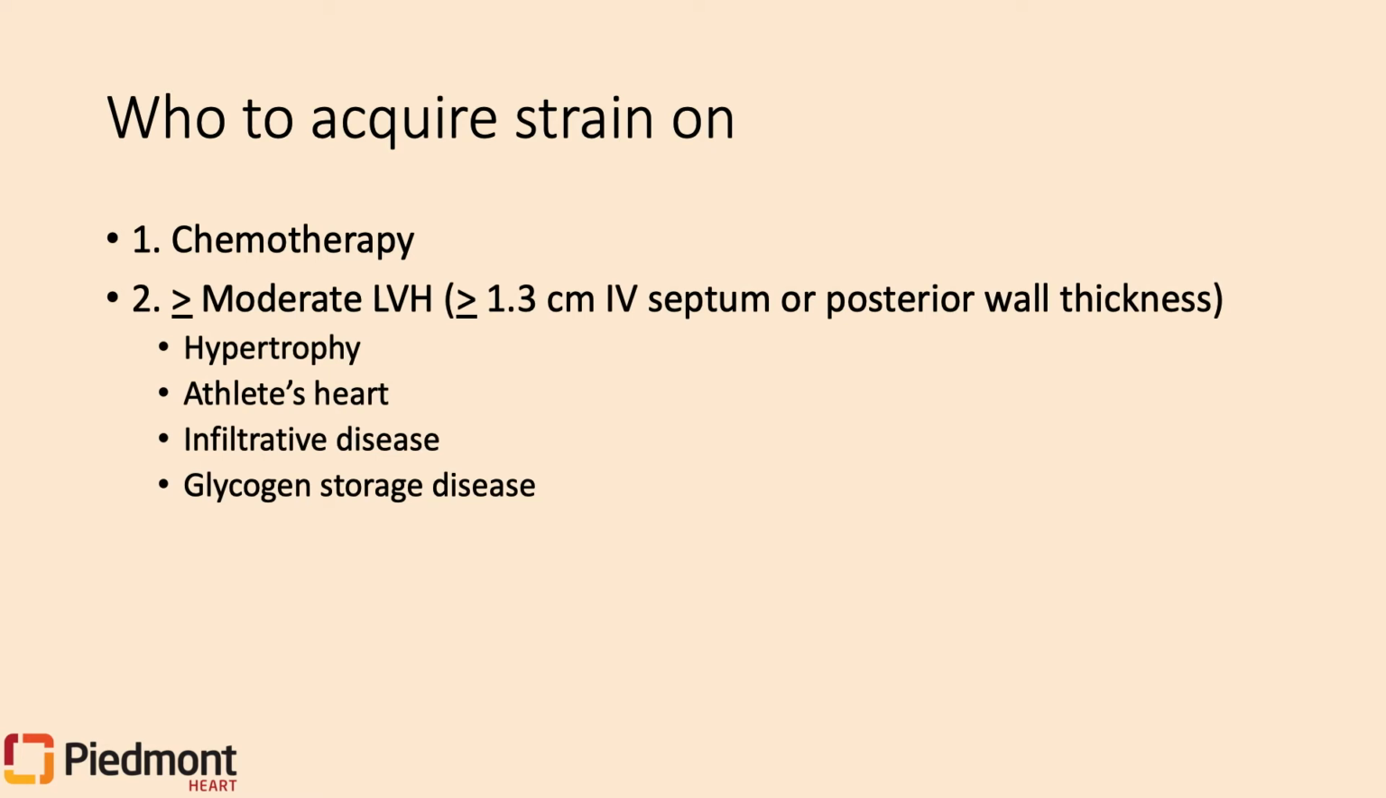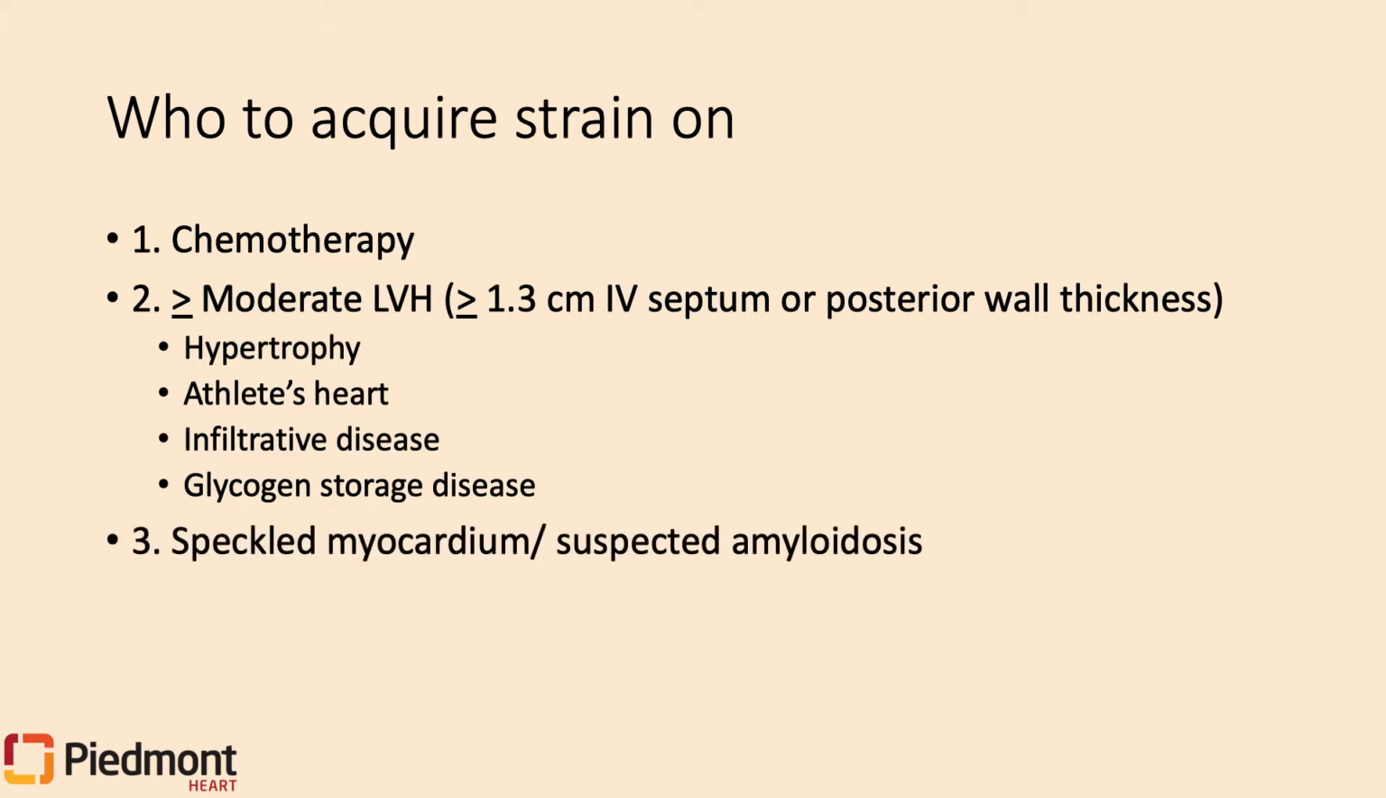Anyone with moderate or severe LVH or increased wall thickness should get strain, as global longitudinal strain and the bullseye plot that we can get from the global longitudinal strain may help us differentiate the etiology for why a patient has increased wall thickness. Is it true LVH? Is it athlete's heart? Is it some sort of infiltrated disease or glycogen storage disease, for example?